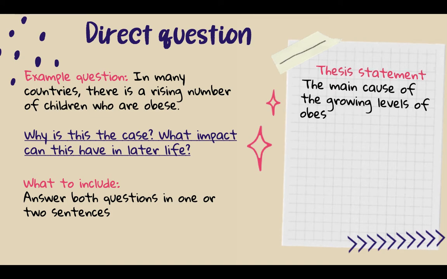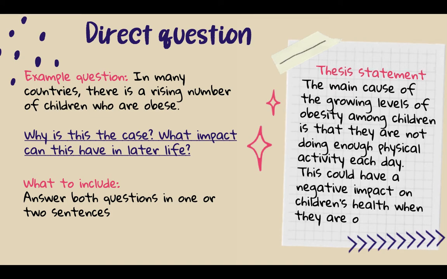For example, the main cause of the growing levels of obesity among children is that they are not doing enough physical activity each day. This could have a negative impact on children's health when they are older. So we answered each question in a separate sentence. And that is your thesis statement for the direct question.